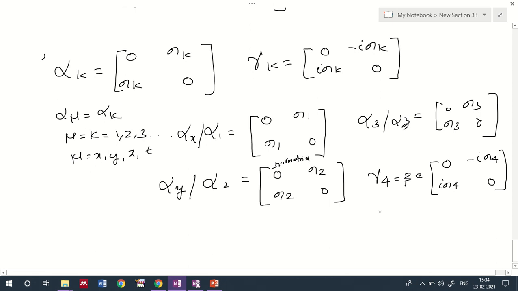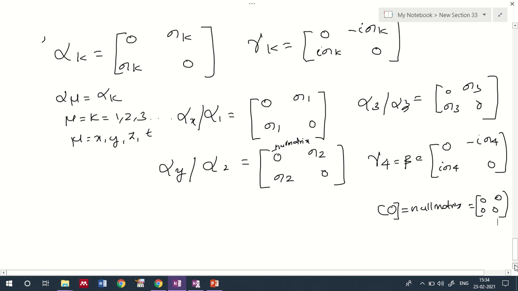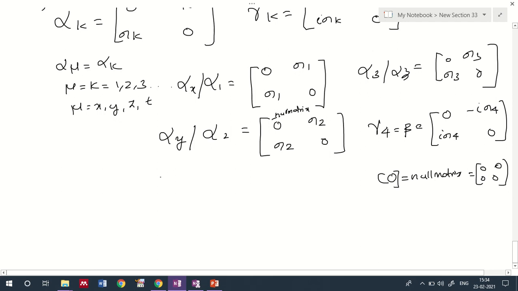Null matrix, so what does null matrix mean? If it is a null matrix, then we have to represent it as 0, 0, 0, 0. So you have to substitute 0, 0, 0, 0 here, and sigma 2 in this form. This is how it looks for the different cases of the Dirac spin matrices, and these matrices are called Dirac spin matrices.